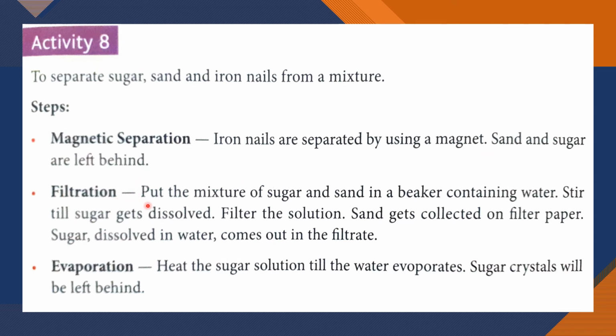In filtration, put the mixture of sugar and sand in a beaker containing water. Stir till sugar gets dissolved. Filter the solution. Sand gets collected on the filter paper. Sugar dissolved in water comes out in the filtrate. Heat the sugar solution till the water evaporates. Sugar crystals will be left behind.